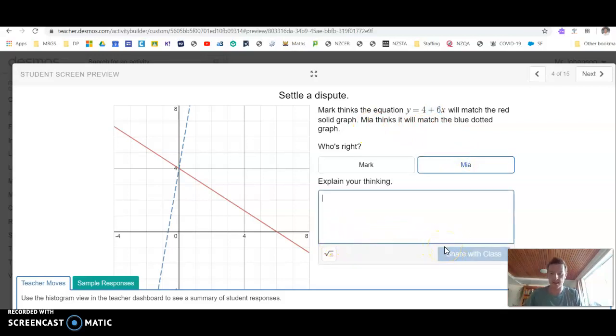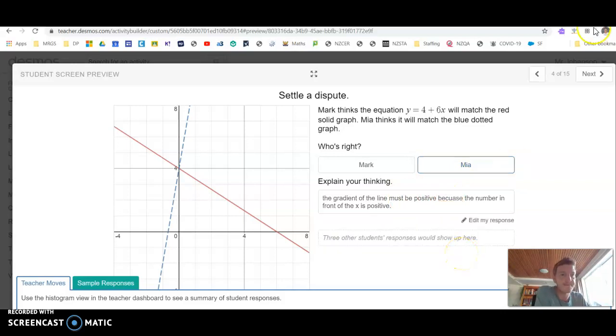And I'm going to say the gradient of the line must be positive because the number in front of x is positive. I can't spell, but that's okay. And I can share that.